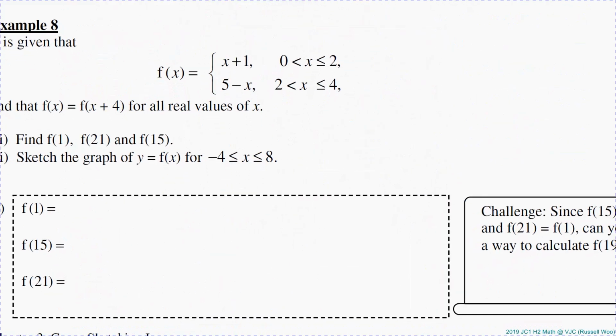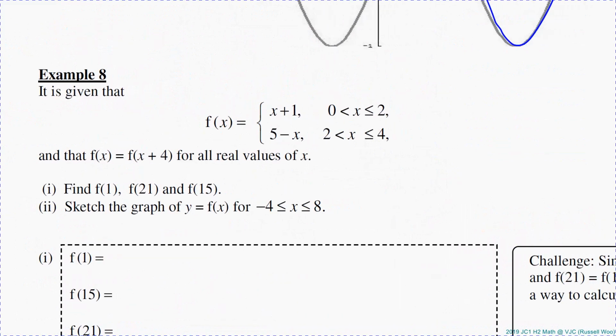Example 8 goes like this. It is given that f(x) is defined like this. So you have two expressions. This is what we call a piecewise function. It has two pieces. From 0 to 2 it is defined by this, 2 to 4 is defined by 5 minus x. And f(x) equals f(x plus 4) for all real values of x.